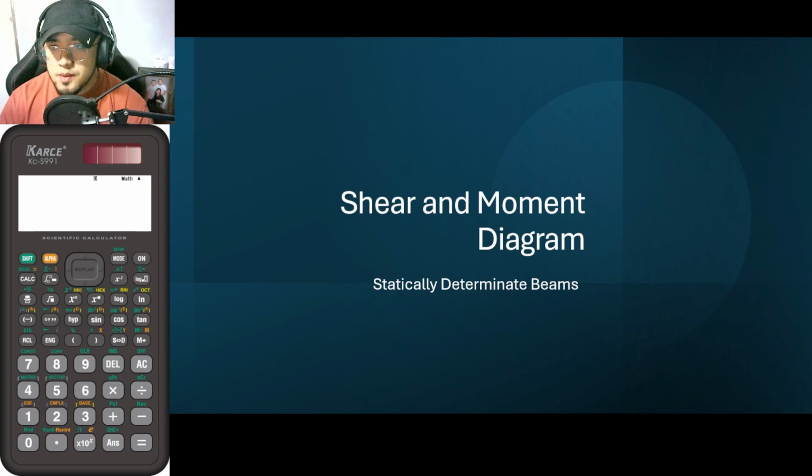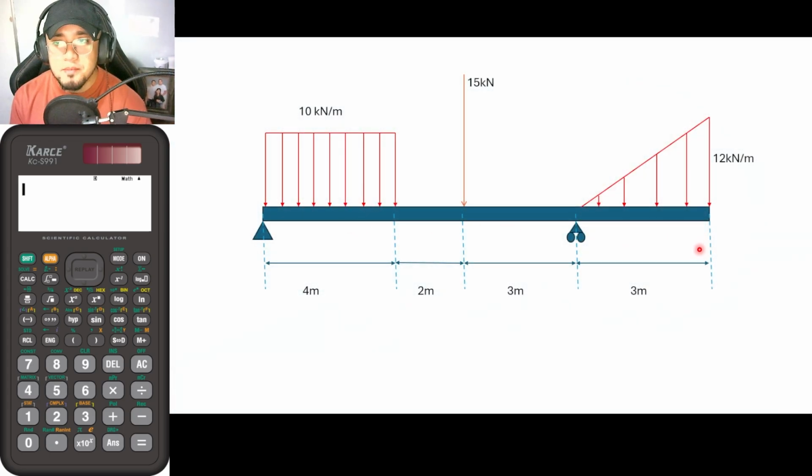In this video, we would be solving for shear and moment diagrams for statically determinate beams. So suppose that we have this example. We have here in this beam a 10 kilonewton per meter uniformly distributed load. We also have a 15 kilonewton point load or a concentrated load. And we also have a triangular load at this side of the beam.